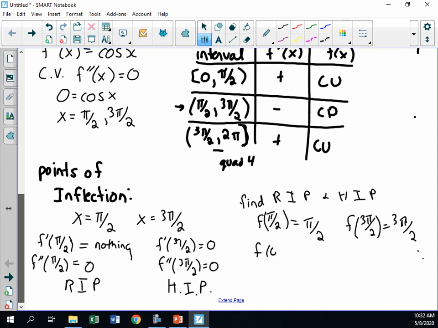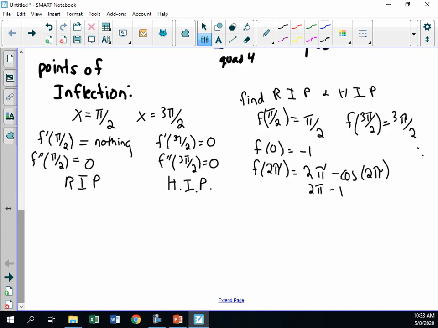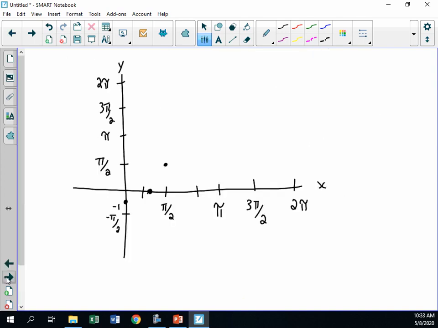I also wanted to find my endpoints. We already found that f prime at 0 was -1, but what is it at 2 pi? We get 2 pi minus cos at 2 pi, which is 2 pi minus 1, which is approximately 5.28. Just to give you guys some more numbers. So we found all our endpoints.